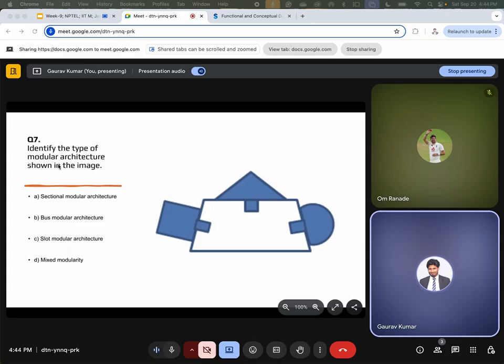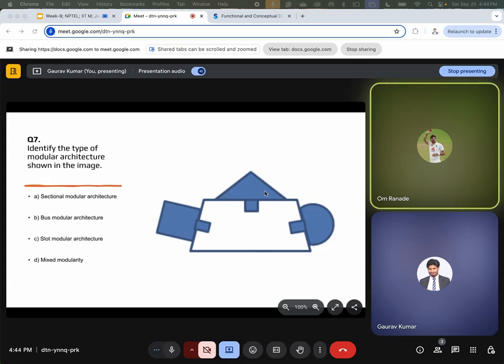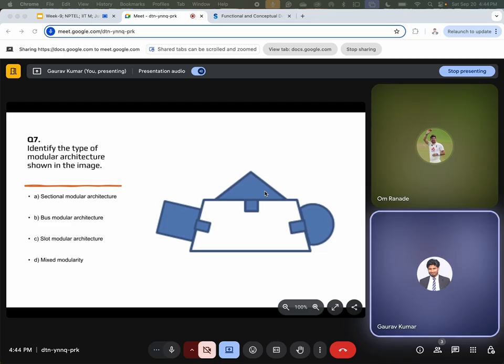Identify the type of modular architecture shown in the image. So identify the modular architecture in this, C option. Slot modular. Okay, cool. Right.